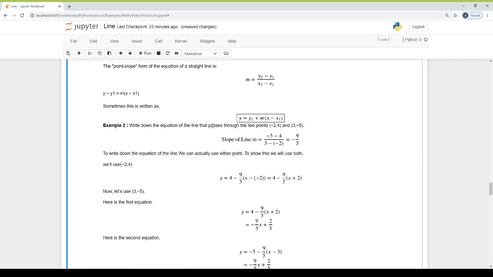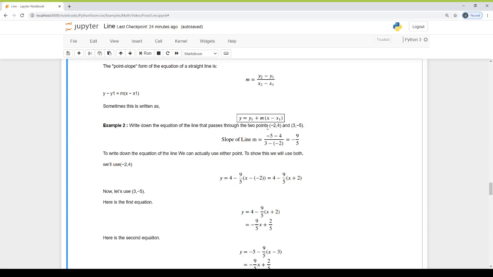Write down the equation of the line that passes through the 2 points minus 2, 4 and 3, minus 5. If we want to calculate the slope of the line, we know that y2 minus y1, that is minus 5 minus 4, by x2 minus x1, that is 3 minus minus 2, is equal to minus 9 by 5. Now we have 2 points and we also have the slope of the line.